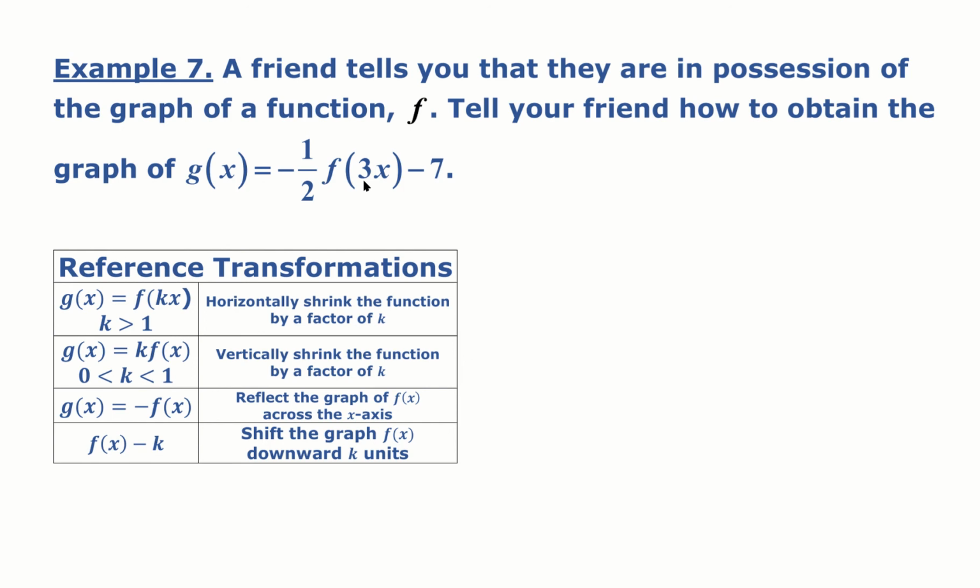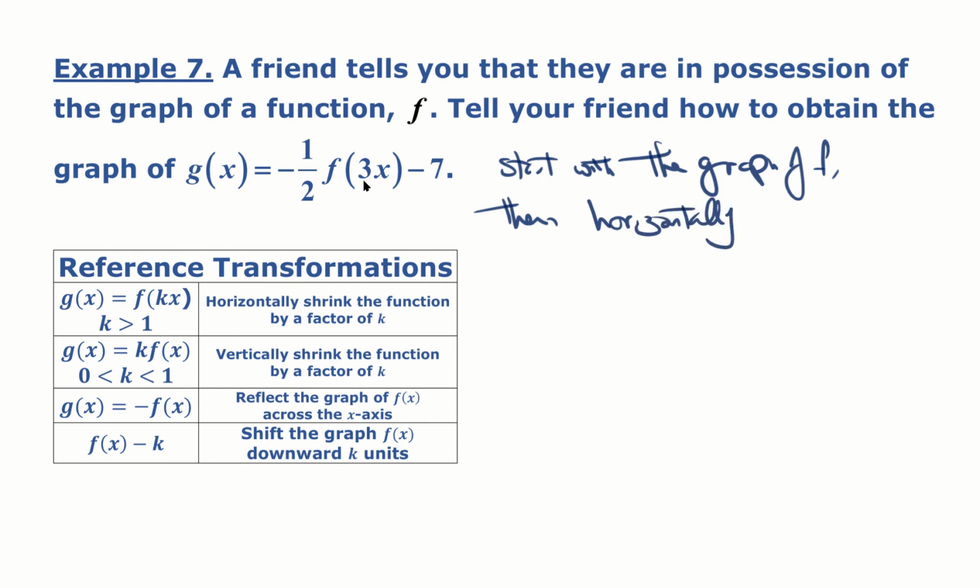So let's go ahead and start by listing that. So start with the graph of f. Then, we're going to horizontally shrink it, or compress it. That might be a more professional term to use. It by a factor of 3.